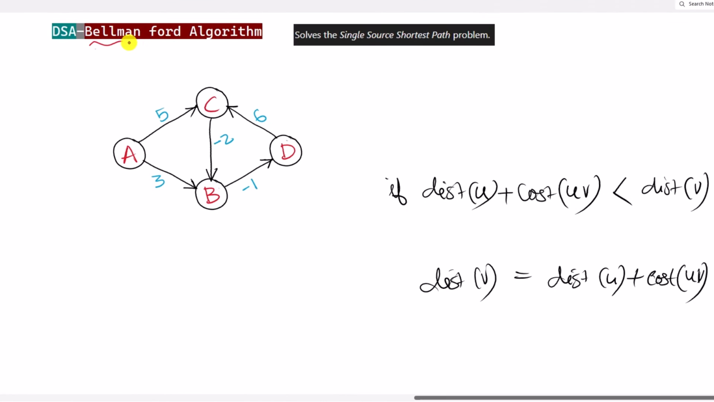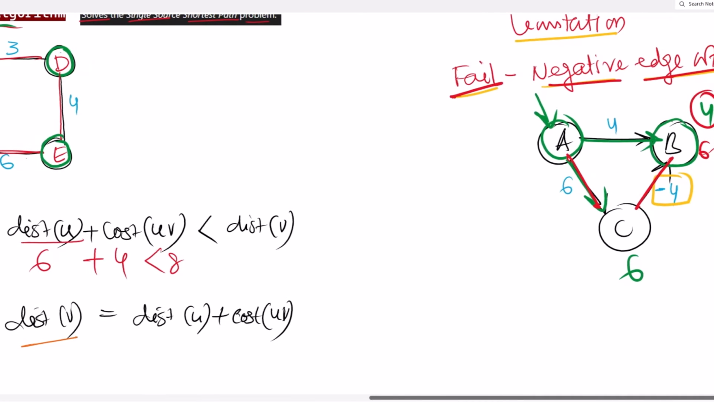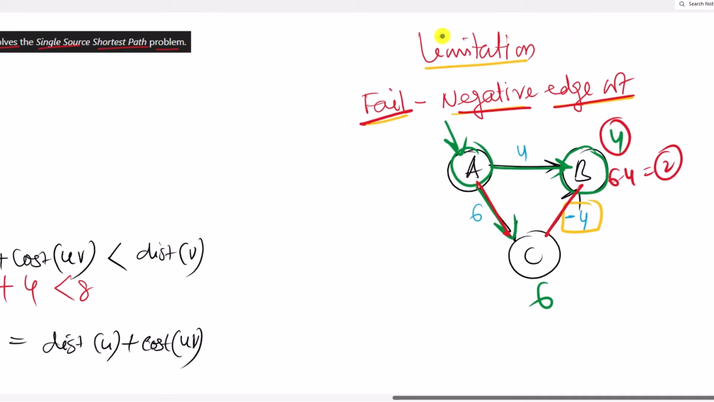So let's just talk about the Bellman-Ford algorithm. It is also used to solve the single source shortest path problem. That means if we start from any vertex, then from this source vertex we can find the shortest path to all the vertices in our graph. We can also find the shortest path using the Dijkstra algorithm, but the Dijkstra algorithm has a limitation. It does not work if we have a negative edge in the graph.